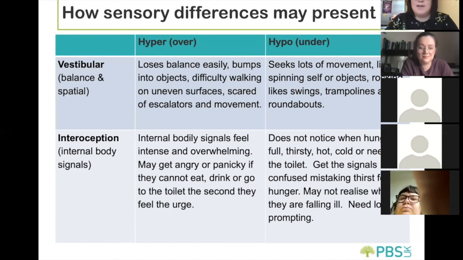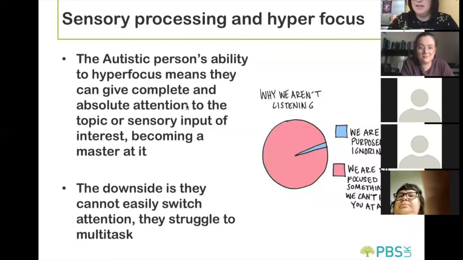So hopefully that's given you a bit of an insight into those differences, the hyper and the hypo sensitivity, and those eight different senses. And hopefully it's also demonstrated to you how complex this issue actually is for people.